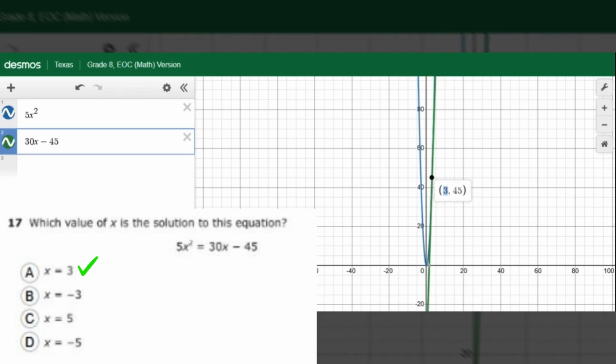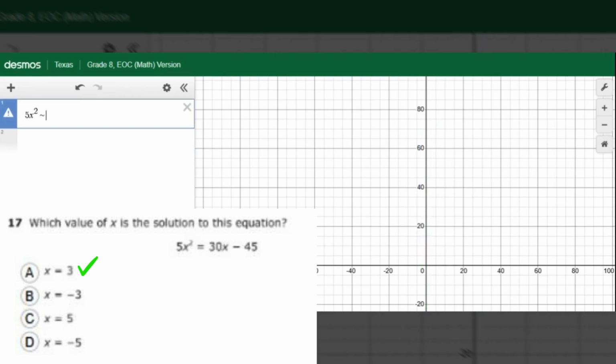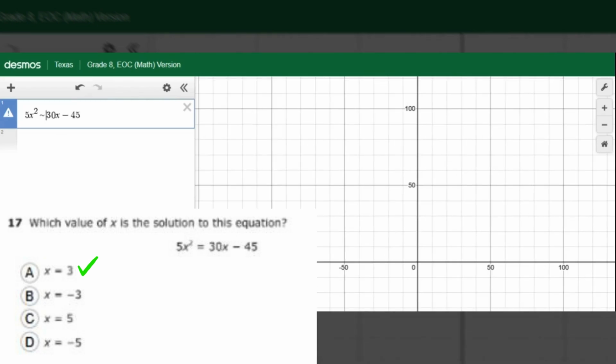Not really sure why this is not showing up here. Let's try it again. Squiggly line, 30x minus 45. It's not letting me do it, but it's okay. That's how you're doing it.